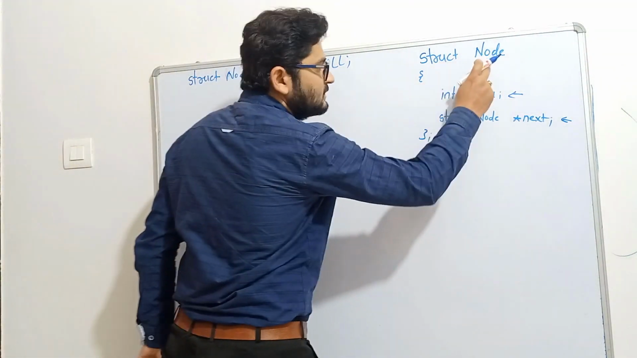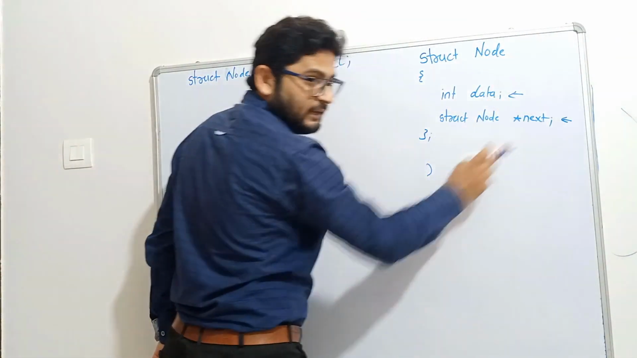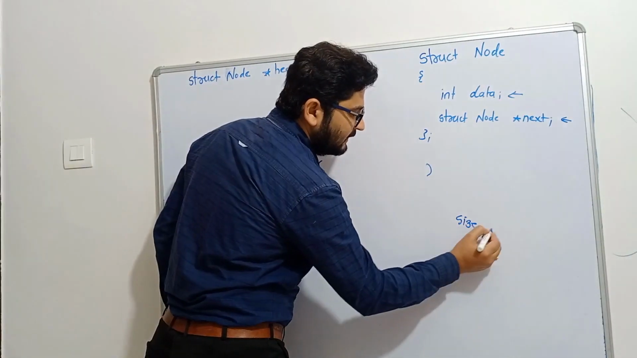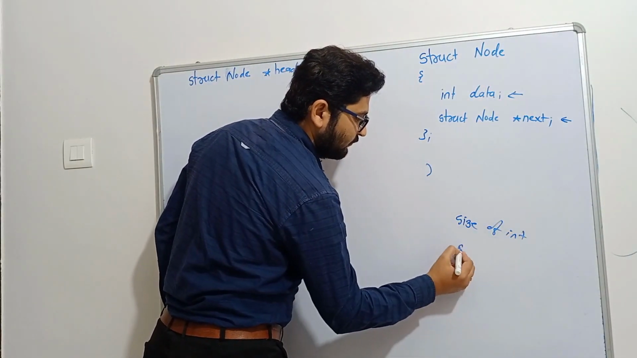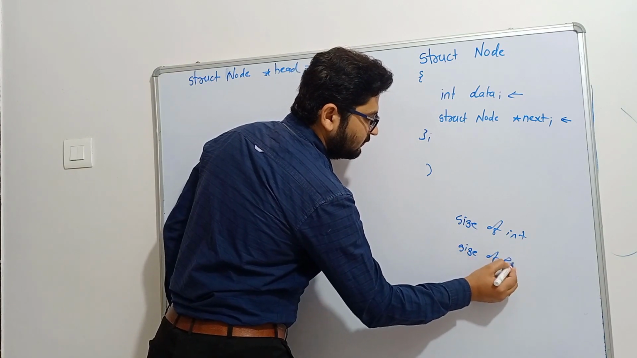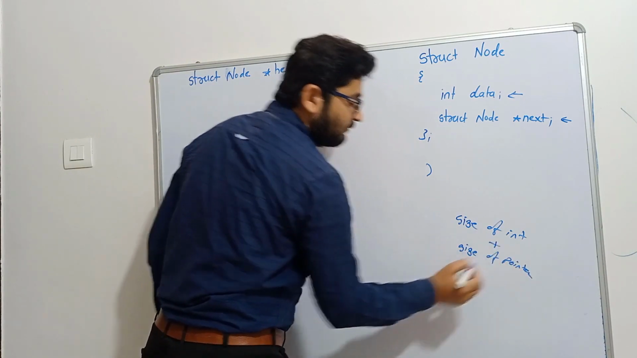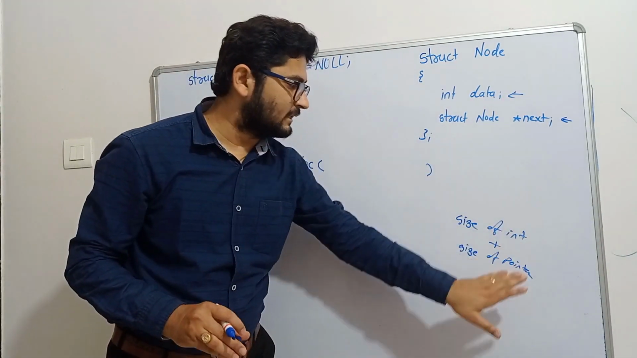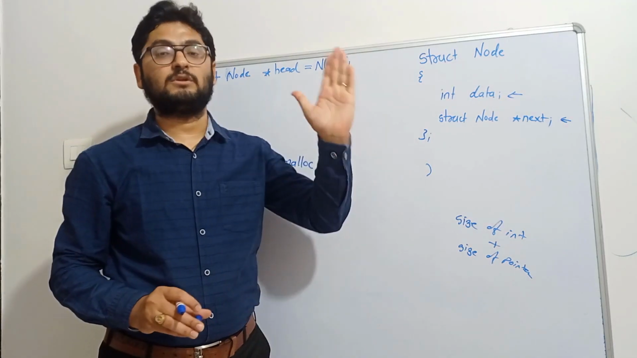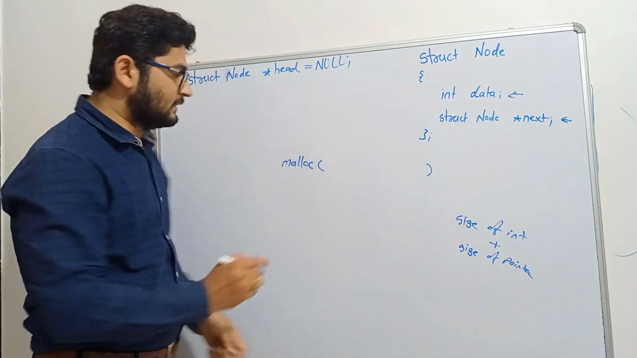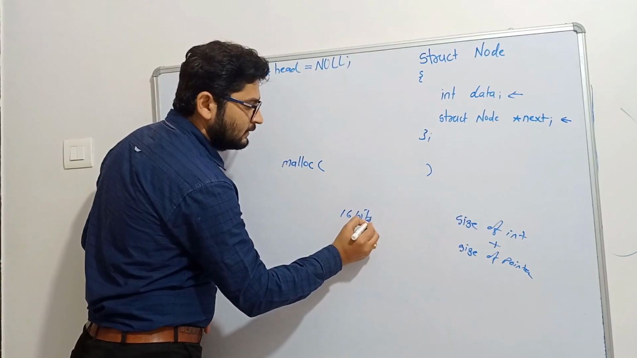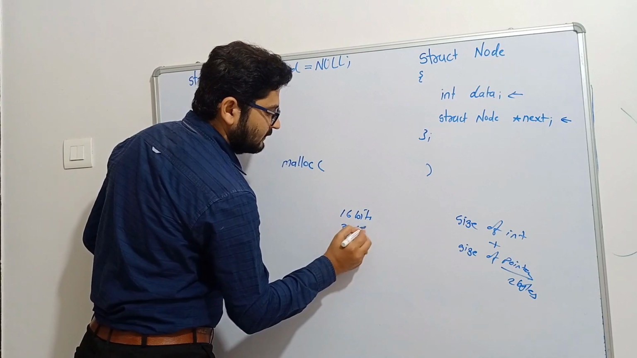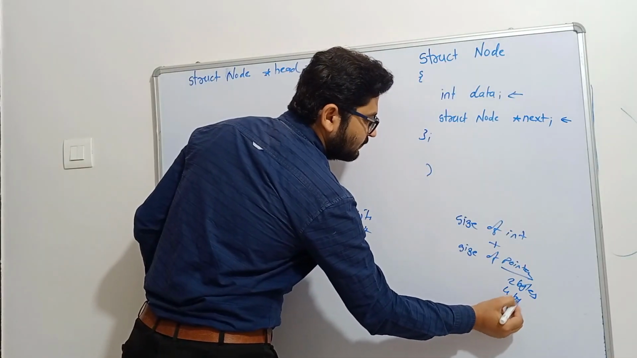Now, the size of struct node is nothing but the size of the data plus the size of this pointer. Here the data is an integer, so you first have to find out the size of the integer, and then the size of the pointer, and whatever the addition is, that will be the size of the struct. The size of the integer and the pointer depends upon the type of compiler you use. Let us suppose you are using a 16-bit compiler, then the pointer will be 2 bytes, and if you are using a 32-bit compiler, then the pointer will be 4 bytes.